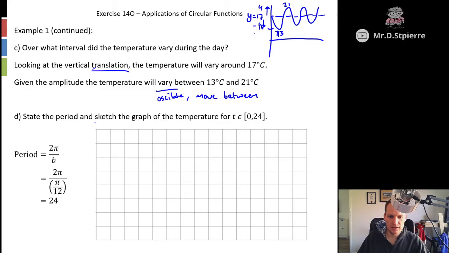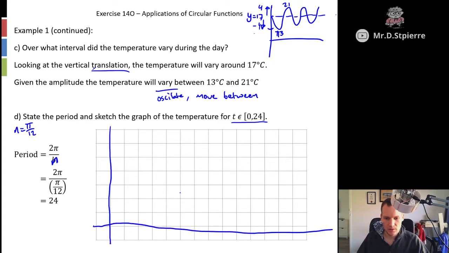State the period and sketch the graph of the temperature for t is an element of 0 through 24. Well, using our period that we know is 2 pi on n, and in our case n was pi on 12, 2 divided by pi on 12 equals 24. That's nice and handy. So our period actually matches our graph. So we don't have 24 blocks, but we probably will fit 12 in. So we could make each block equal 12.